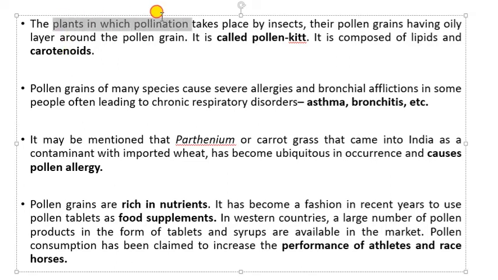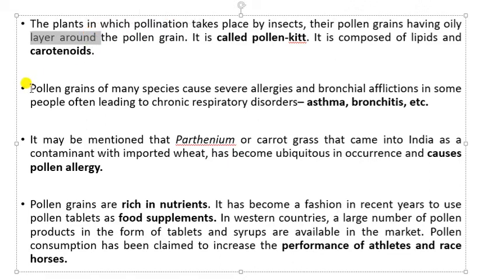Now, in plants in which pollination takes place by insects, the pollen grains have an oily layer around them, which is known as pollen kit. And this pollen kit is composed of lipids and carotenoids. It is because of this oily layer, or pollen kit, that the pollen grains stick to the insect, and it facilitates the process of pollination.